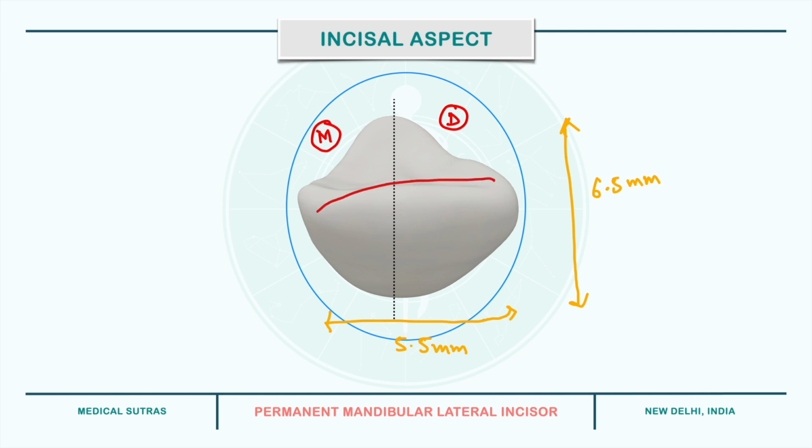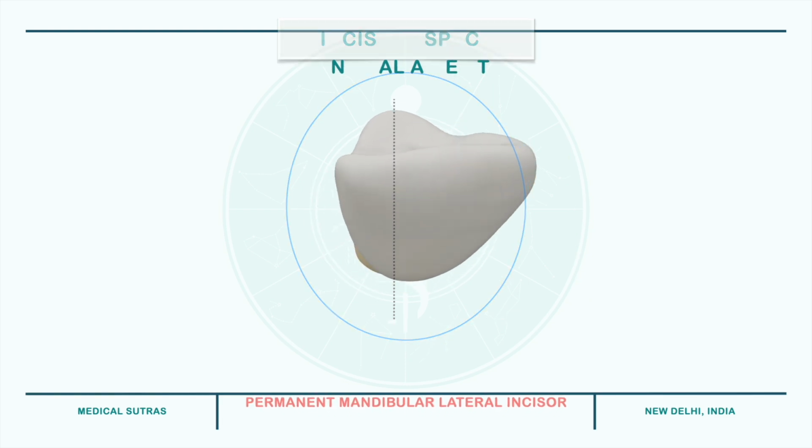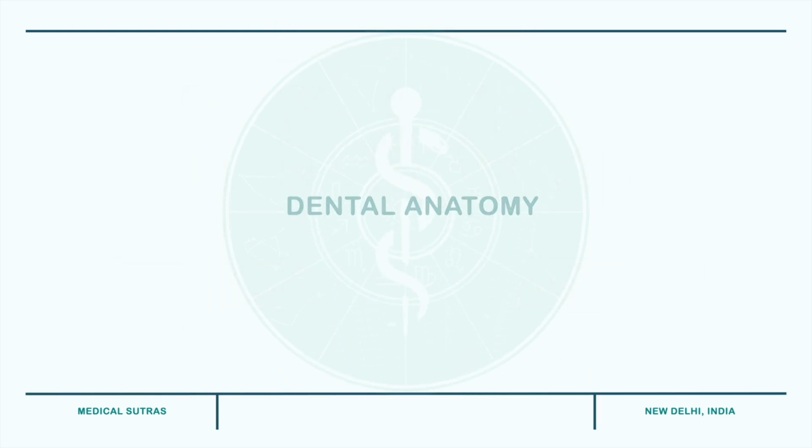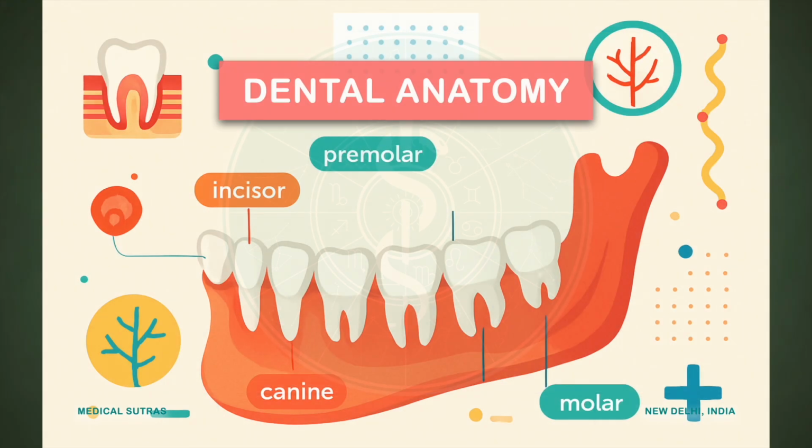Also, the incisal ridge is not at right angle to the line bisecting the crown labiolingually. This is a key feature of the permanent mandibular lateral incisor that helps in identifying and differentiating it from the permanent mandibular central incisor. So that was all about the permanent mandibular lateral incisor. In the next video, we will discuss the permanent maxillary canine.